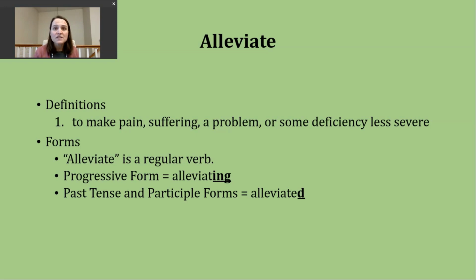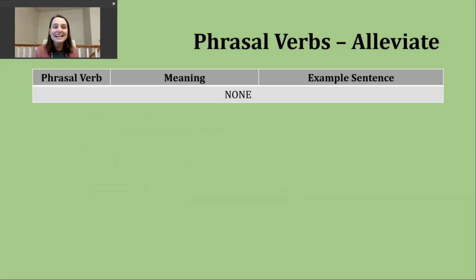You should know that alleviate is a regular verb. To make the progressive tense, you're going to drop the E and then add ing to form alleviating. The past tense and participle forms of this verb are made by just adding the letter D since this verb already ends with an E. The base verb, alleviate, ends with a T sound. So our past tense ending is going to make an id sound. And we're going to add an extra syllable as we say that past tense and participle form. Alleviated, alleviated.